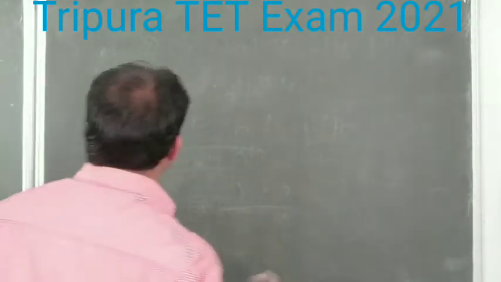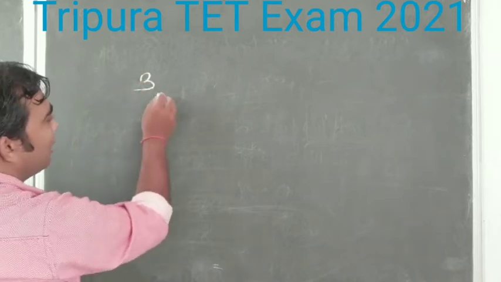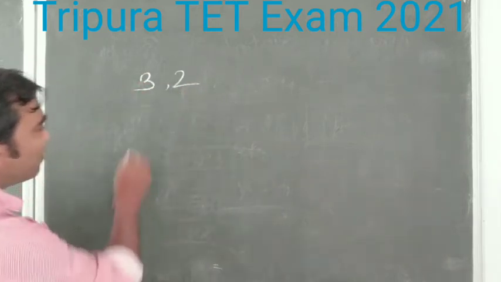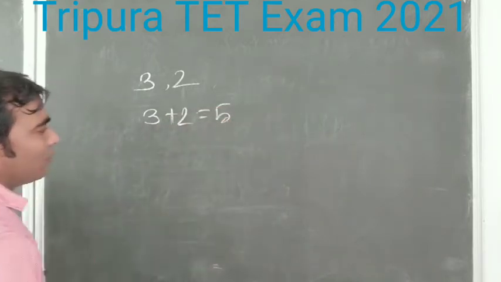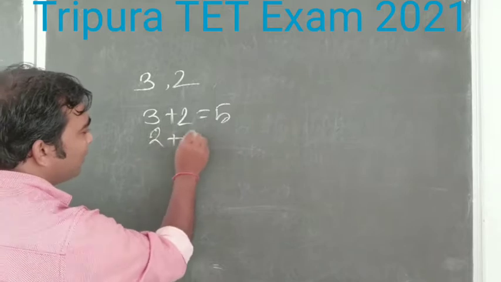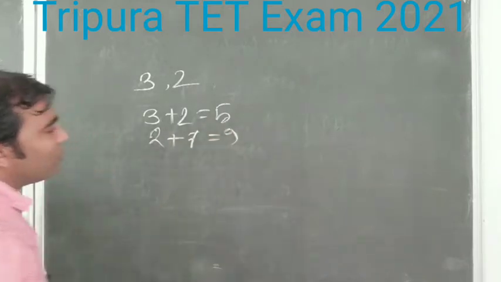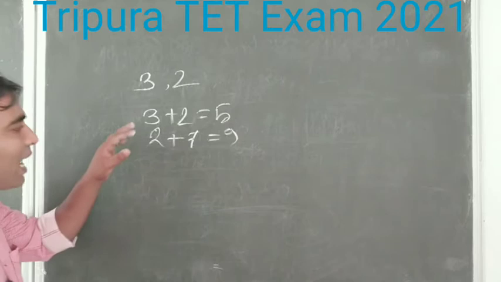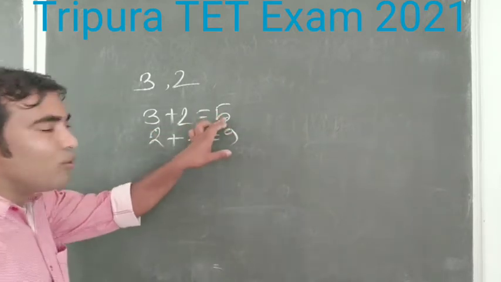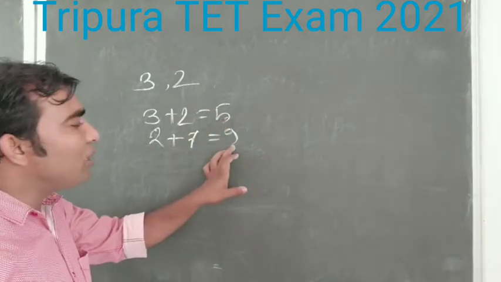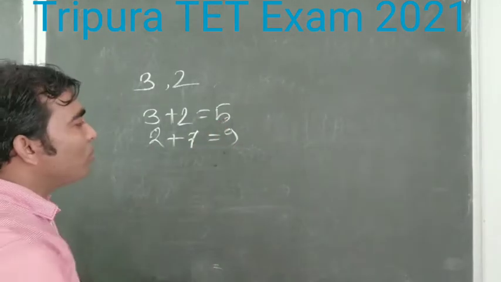Now I'll discuss different properties, one by one. First one is the closure property. What do we mean by the term closure property? Suppose we take any two natural numbers, for example 3 and 2. If we add 3 plus 2, we get 5, or 2 plus 7 equals 9. So what we can get from here is that when any two natural numbers are added, we get one more natural number. The result will be a natural number.